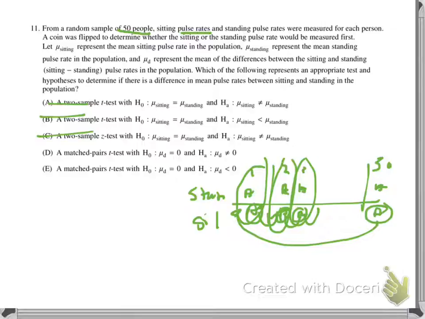So now let's go through with it, because I have to know whether my alternative hypothesis is not equal to, or less than. And I think they say, which of the following tests determines if there's a difference in mean pulse. So the difference, that means the answer is A.